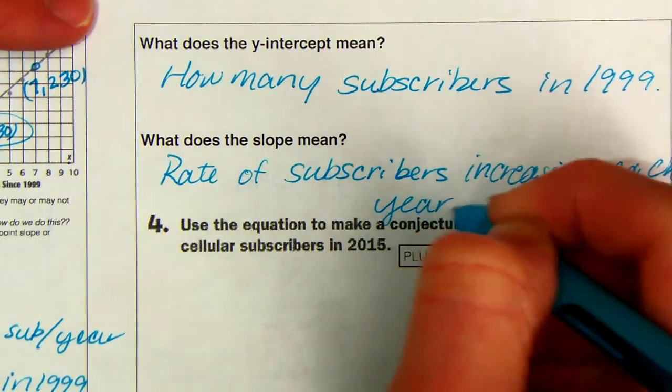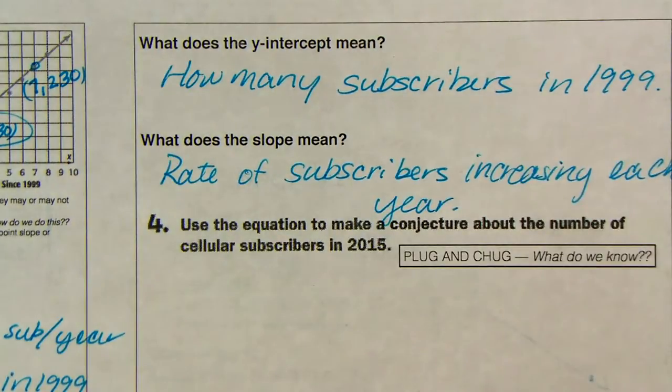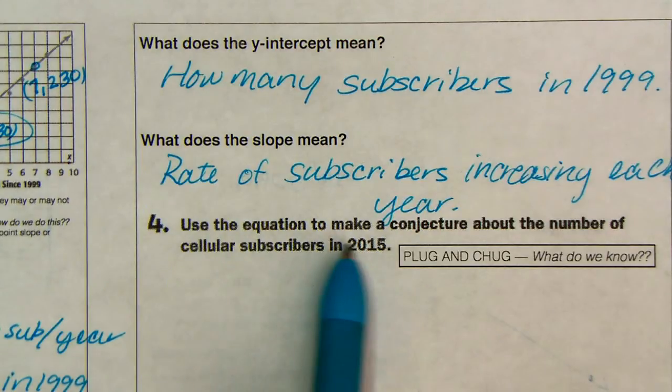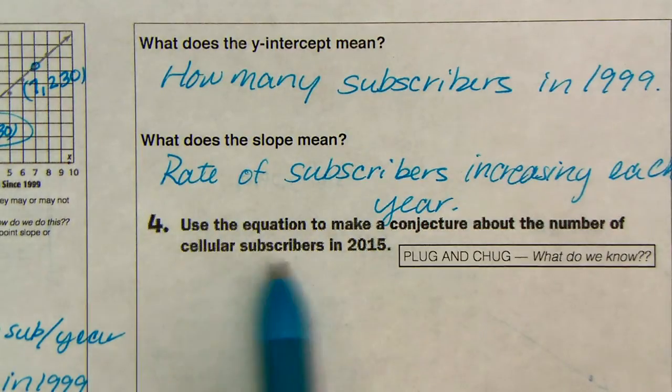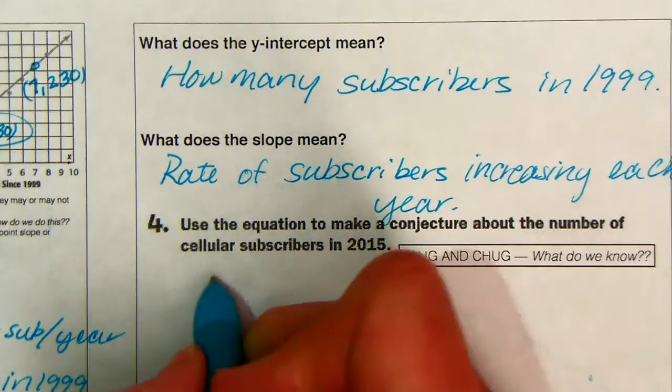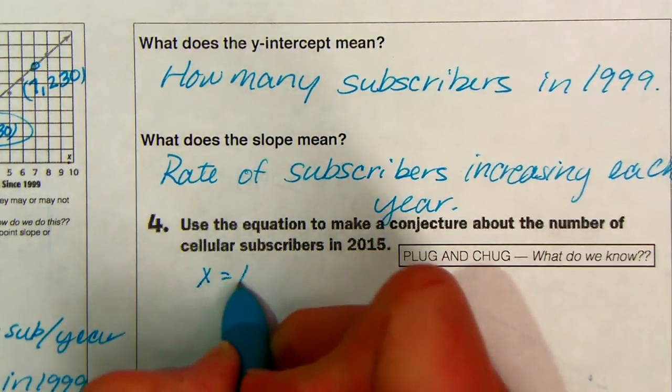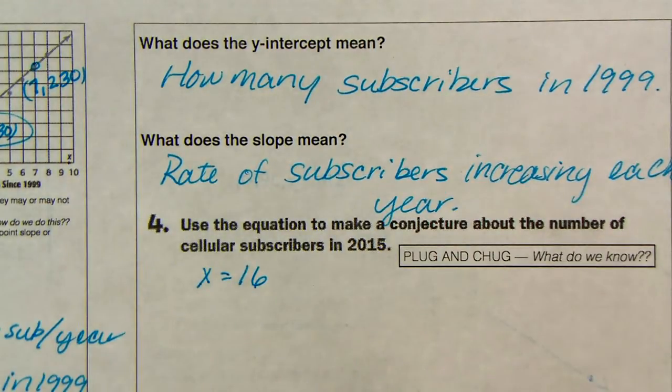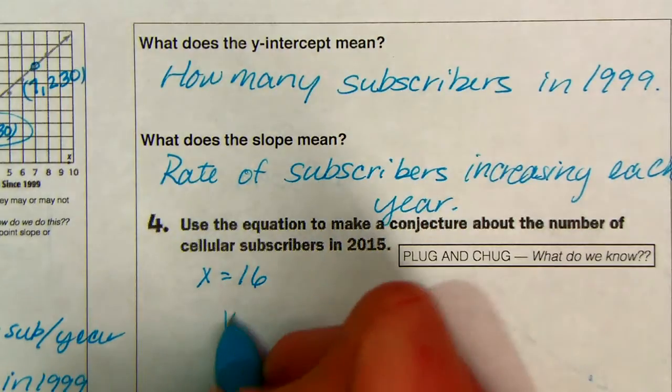Use the equation to make a conjecture about the number of cellular subscribers in 2015. Well, 2015 is 16 years past 1999. So what you're going to do is take that equation and put 16 in for x and get an amount.